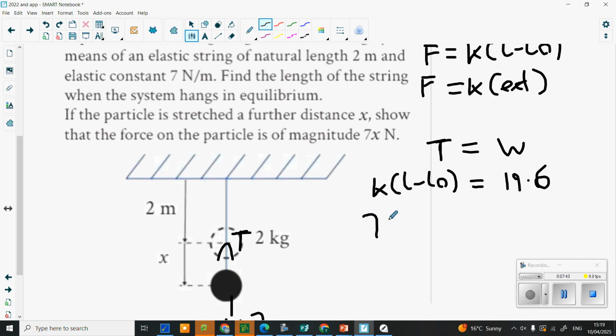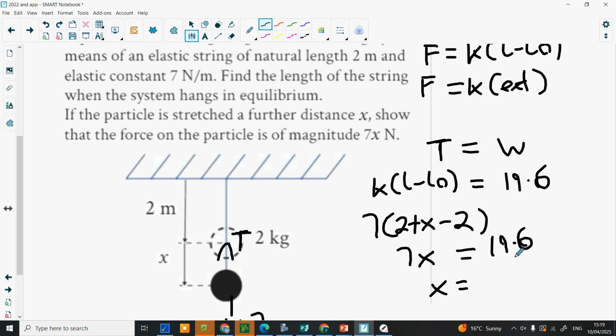7. What's the total length of the string? And then take away 2, which is just 7 times x equals 19.6. This means the x value is what? 19.6 divided by 7? 2.8 meters.